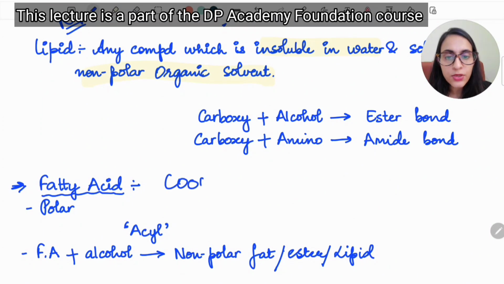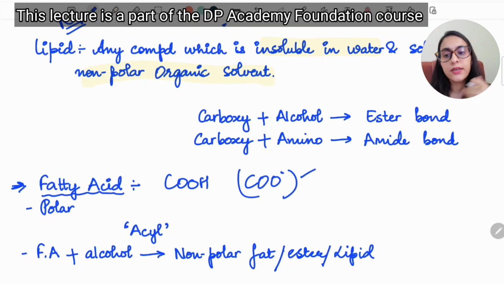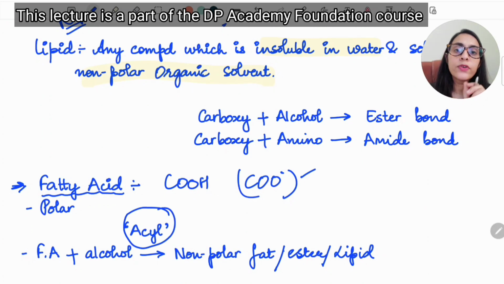polar. So a fatty acid is COOH, a carboxylic acid, and if you remove one H ion it becomes COO negative. Since we know that it is a charged particle, it is ionized, that is why it is a polar compound. Now all the fatty acids are represented by the word acyl. So if you see the word acyl anywhere, that means it is a fatty acid.